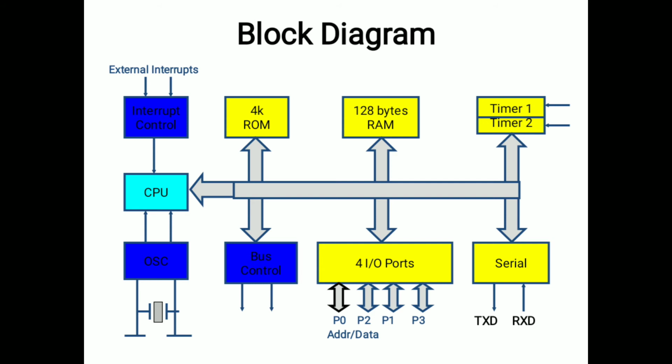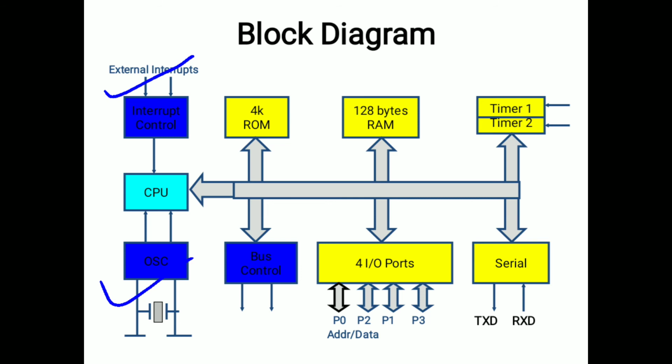If we talk about the basic block diagram of the 8051 microcontroller, it looks like this. It has a CPU and these are your buses. The data buses are bidirectional, and the address bus is a unidirectional bus. Here we can connect external interrupts, and this is the oscillator, which gives a frequency of around 12 megahertz to the 8051 microcontroller.